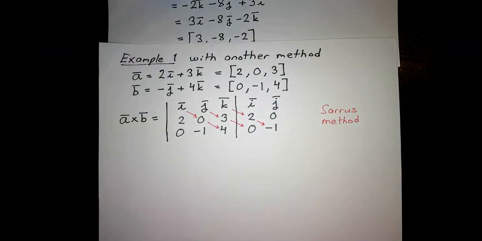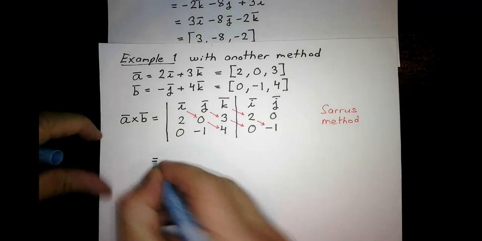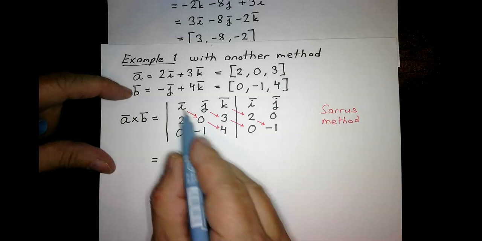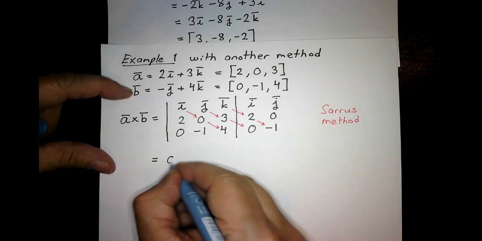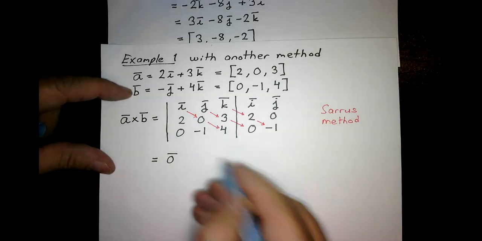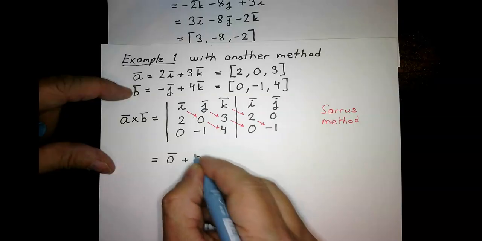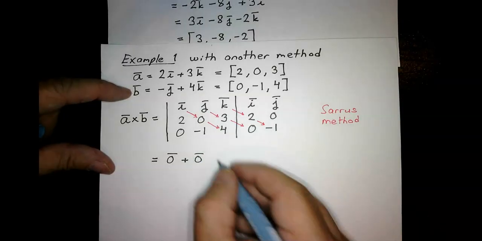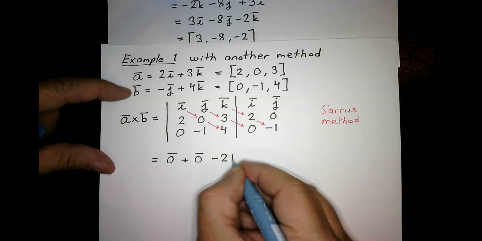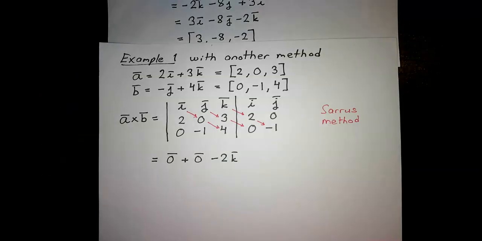This is the positive direction. I will write this first one here will give us 0 vector, and the second one will give us also 0 vector, and the last one will give us minus 2k. This was the positive direction.